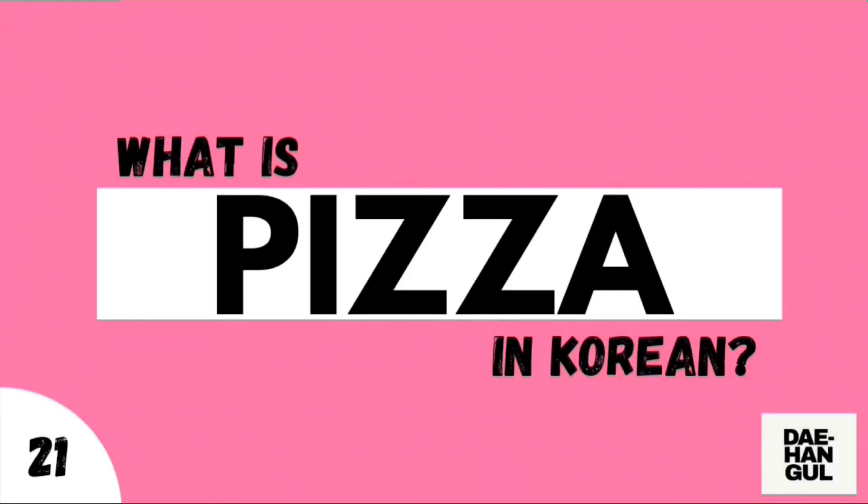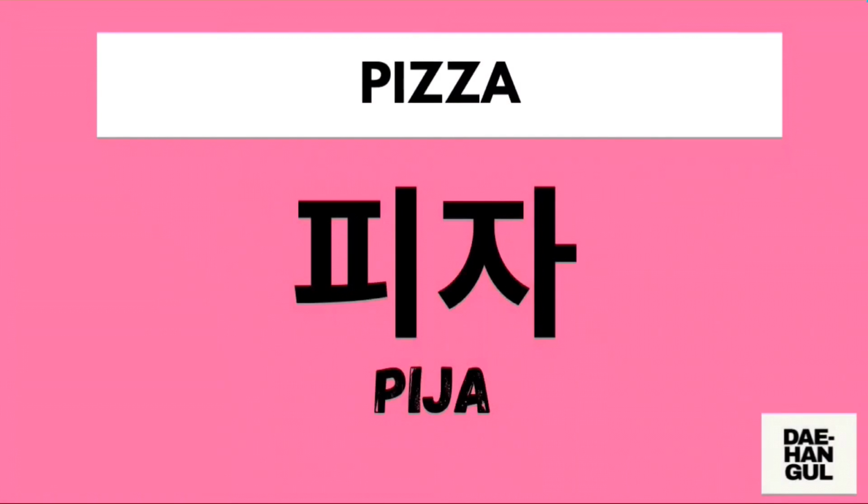What is pizza in Korean? The Korean term for pizza is pizza. Again, it's pizza. This is composed of two syllables. The first syllable is pi, the second syllable is ja. Pronounce it with me. Pizza.